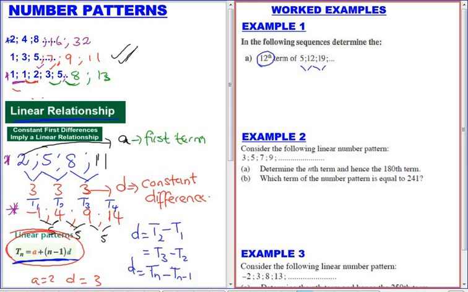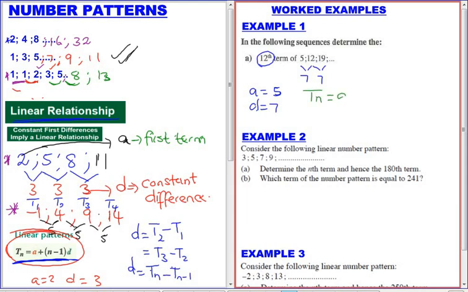To get the common difference, you say 12 minus 5, and that should give you 7. Then 19 minus 12 gives another 7. Now you are content that this is a linear pattern with the first term of 5 and a common difference of 7. Once you have that information, you are free to calculate what we call the general term.